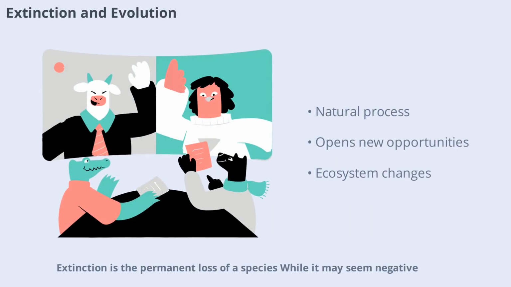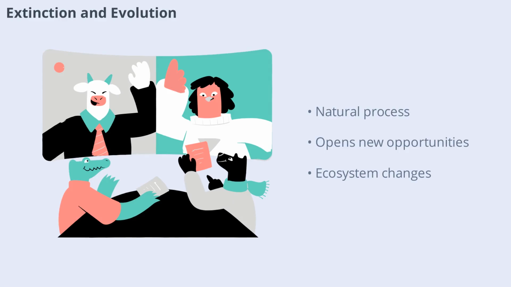Extinction is the permanent loss of a species. While it may seem negative, extinction is a natural part of evolution. When environments change or new competitors arise, some species cannot adapt and disappear. This opens up opportunities for other species to evolve and fill new roles in the ecosystem.